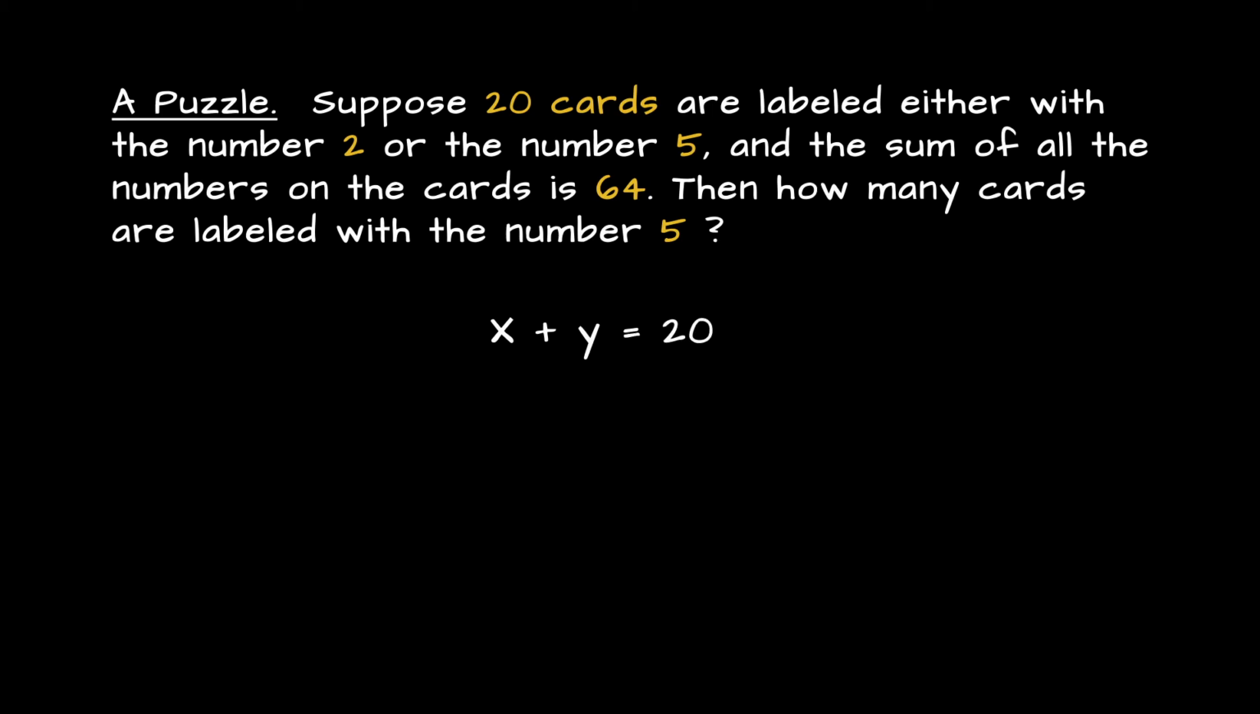We also know that the sum of all the numbers on the cards is 64. So think about it. If there are x cards labeled with the number 2, then the sum of all the numbers on those cards is 2 times x. And if there are y cards labeled with the number 5, then the sum of all the numbers on those cards is 5y. And adding everything up, we must get 64. These two equations in two variables, x and y, are an example of a system of two linear equations.